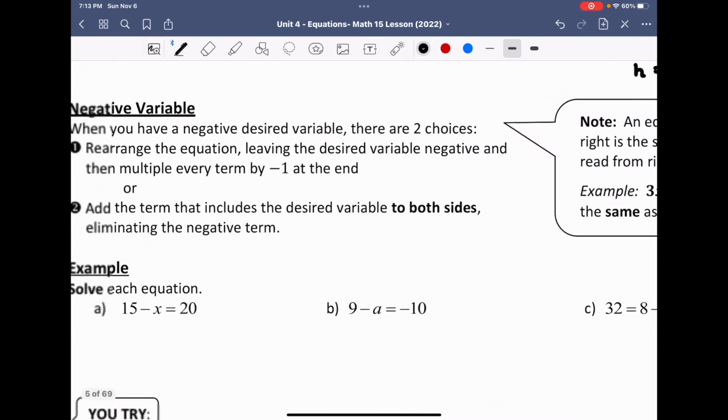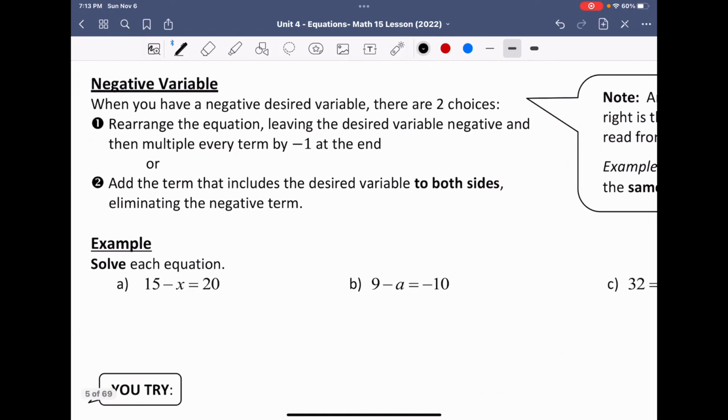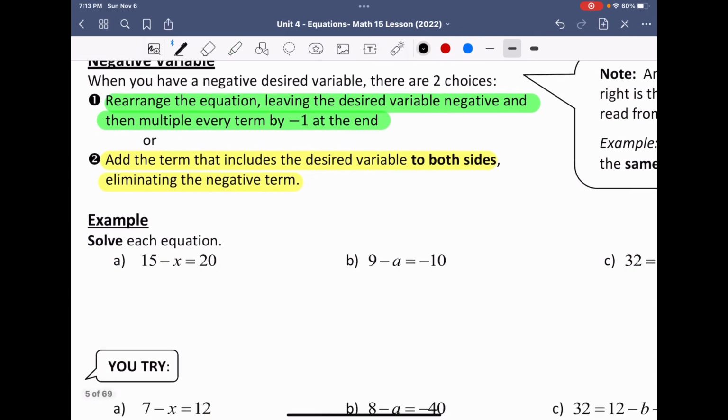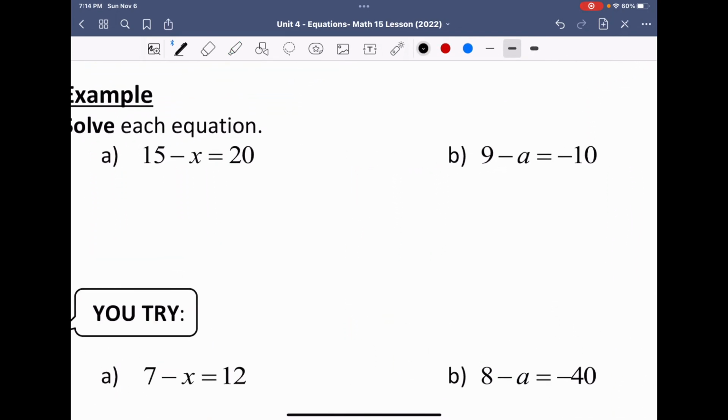Okay, now there are two ways we could approach any given one of these problems here. Well, we could add the variable term across. In this case, we could add the variable term to both sides, eliminating the negative term. Or what we could do is we could say, what if we multiply or divide by the negative 1, getting rid of the negative 1 on the variable? And here's what we mean. Suppose I have the example below here, 15 minus x equals 20. Well, what if I moved the variable across to make it positive? Because one of our things we wanted was a positive variable in our final solution.